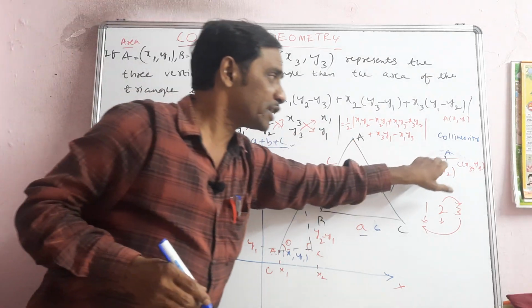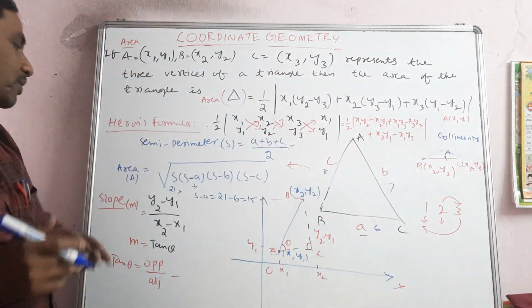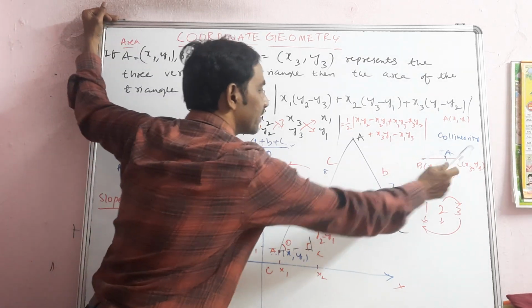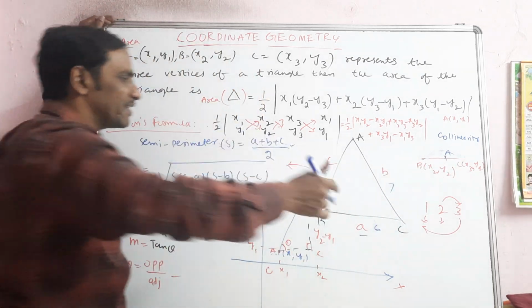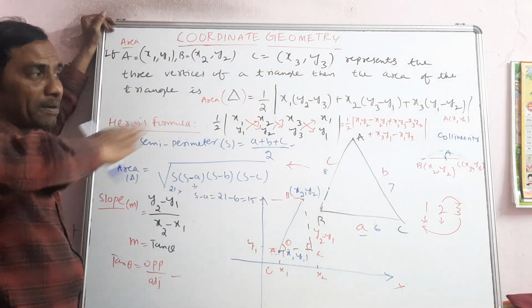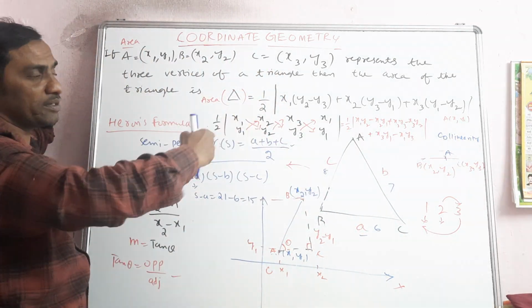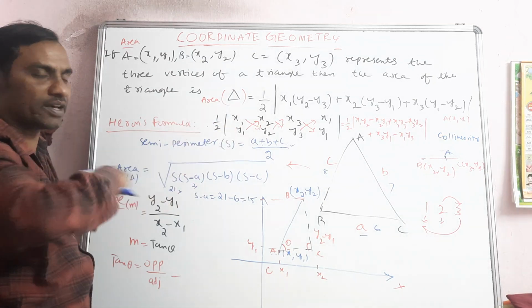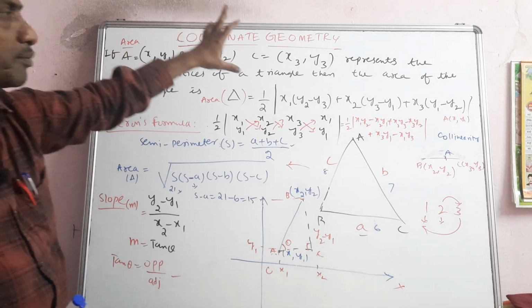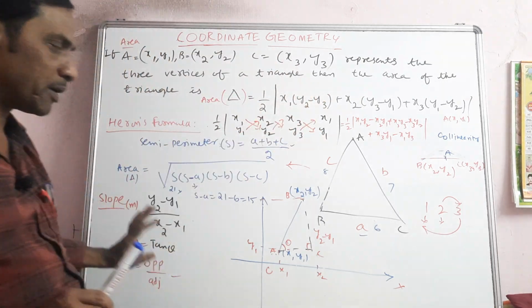And collinearity you can also prove by another formula, by using slope. If the slope of BA is equal to AC, or AB is equal to BC, you can take the points any way, A here and B here and C there, whatever it is. If the slopes of BC, AC and BA are equal, they are collinear. Like that also you can prove it. So collinearity we can prove by these two methods.